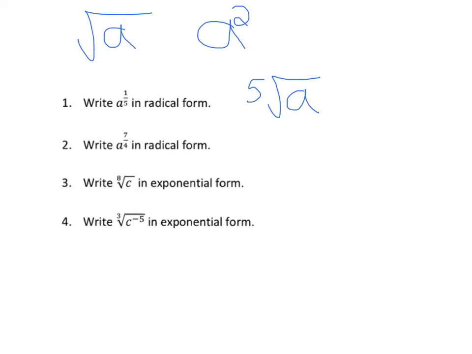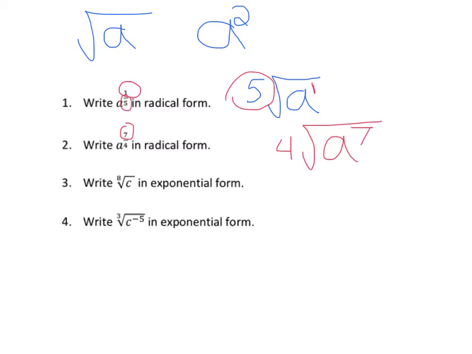Similarly, write a to the 7/4 in radical form. Again, the bottom number in the fraction, or in the exponent, is going to be 4, so that's going to be our 4th root of a, and then whatever number's on top is what a is raised to. So in this case, it would be 7. See in our first example how 5 was in the denominator, and that comes on the outside, and the number in the numerator is what a is raised to. So a to the 7/4 is the same as saying the 4th root of a to the 7th power.